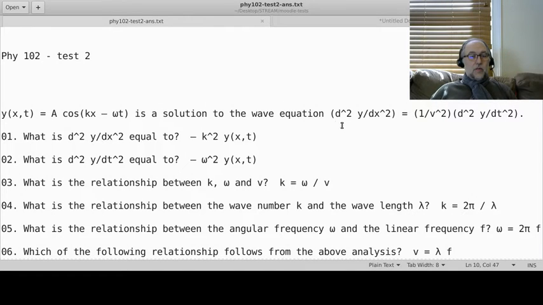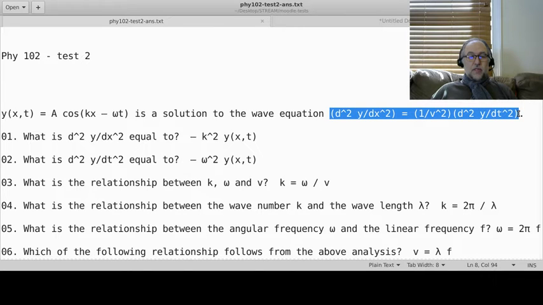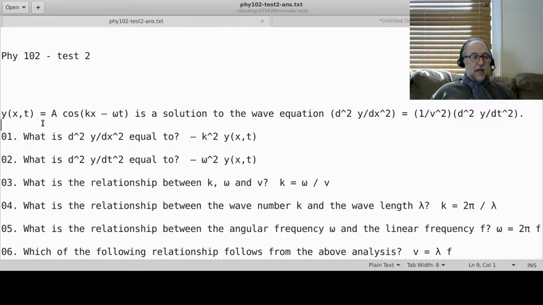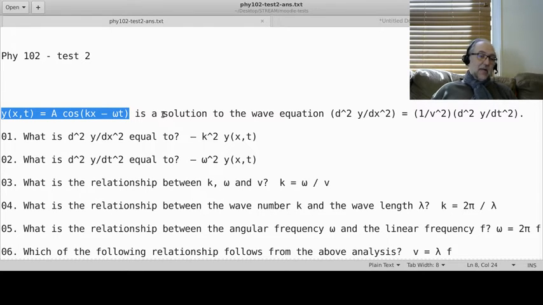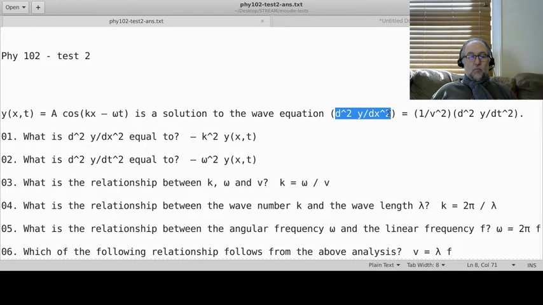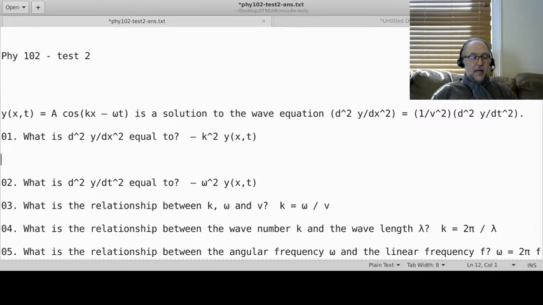Okay, so let's start. The first set of questions are about the wave equation, and this is the wave equation. It's a second order differential equation, and it has a solution, which is sinusoidal, but it is a function both of x and t. In the first two questions, I ask you to differentiate it once with respect to x and then again with respect to t, which are the left and right hand side.